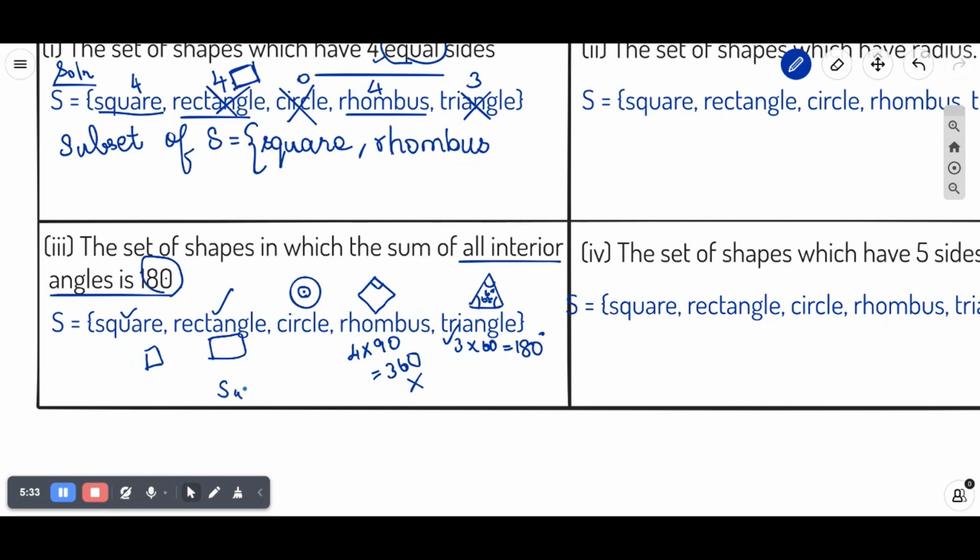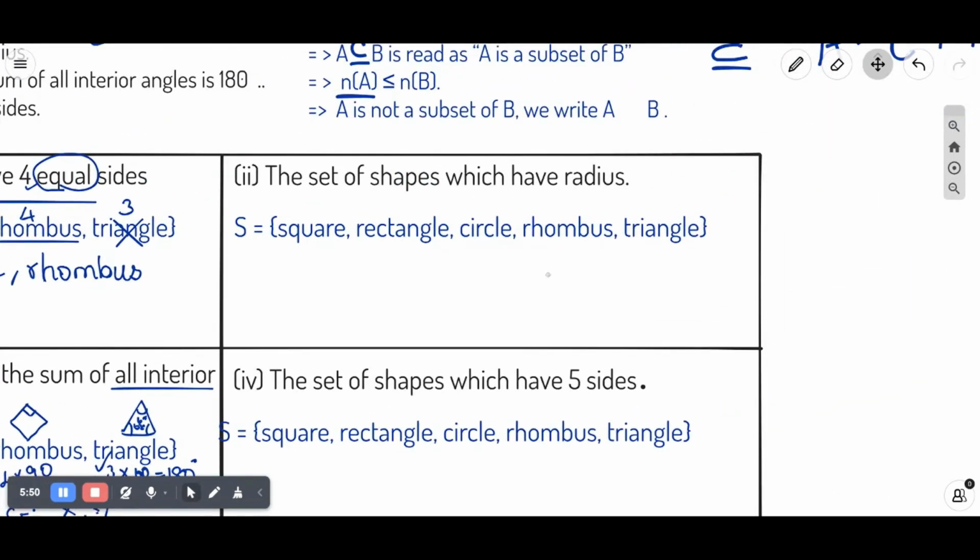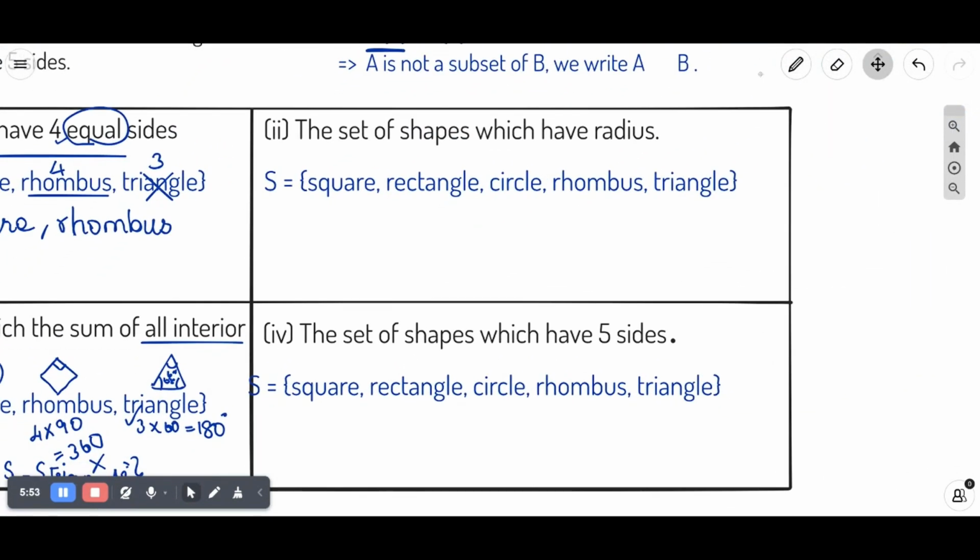So we write it as subset of S is equal to {triangle}. Since I don't have space here, I'm writing it here: triangle. There is only one answer for this. And if you go to the next one, the set of shapes which has a radius. Radius means, let us take a circle with a center point. From the center to any point on the circumference of the circle is our radius. So this happens only in a circle.